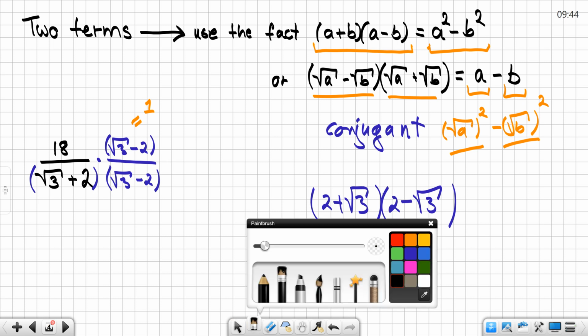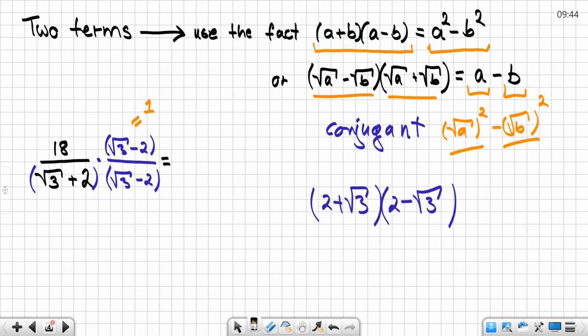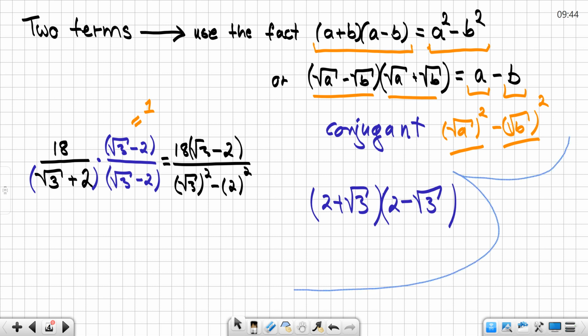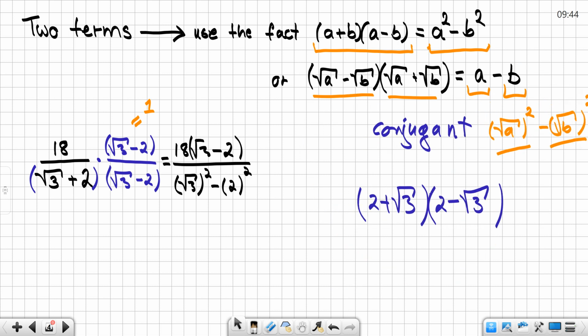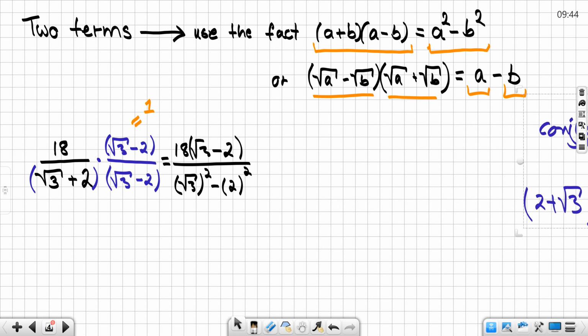And what I'm doing right now, I just multiply this out. On the top, I get 18 times the square root of 3 minus 2. Don't open up those parentheses quite yet. In the bottom, I get, let's be careful, the square root of 3 squared minus 2 squared. So what this will be now, let me move this here a little bit to the side so that we have more space.